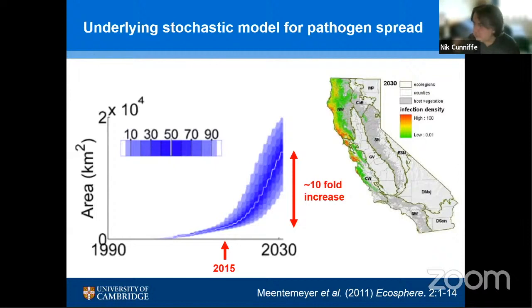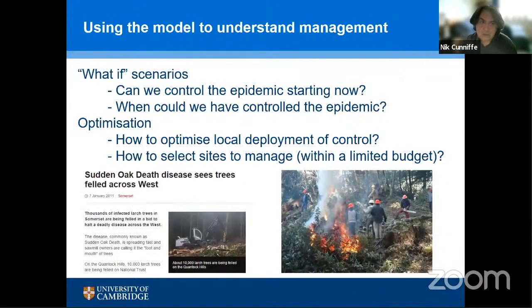So using our model, we can think about certain scenarios. How can we control the epidemic, or can we control the epidemic? I guess the second question gives away the answer to the first one. So when could we have controlled it? That essentially makes it clear we couldn't control it at that time. And then, how can we optimize the deployment of control?